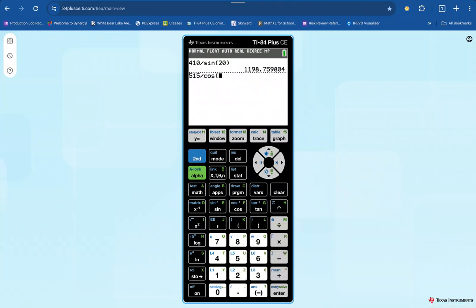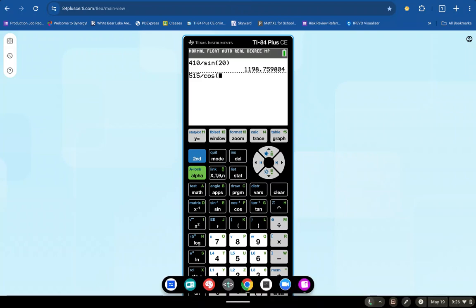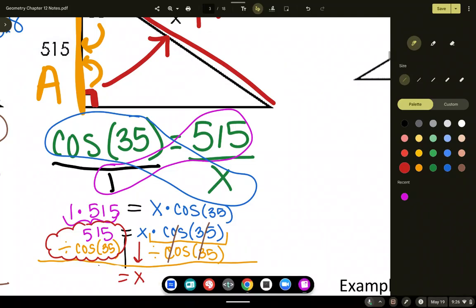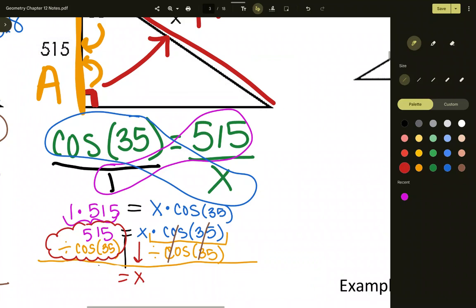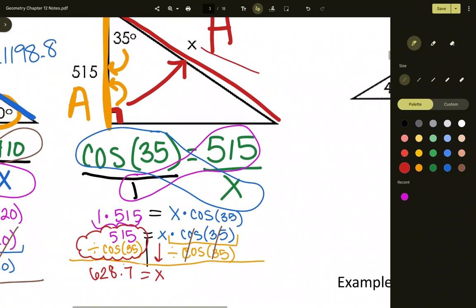515 divided by cosine, oh, and I forgot what the number was, 35. Close my parenthesis, hit equals. All right, this one comes out to 628.7-ish. So if I go back to my picture here, that hypotenuse length right here is a length of 628.7 units long. And again, that makes sense because the hypotenuse should be the longest, and it is definitely longer than 515.